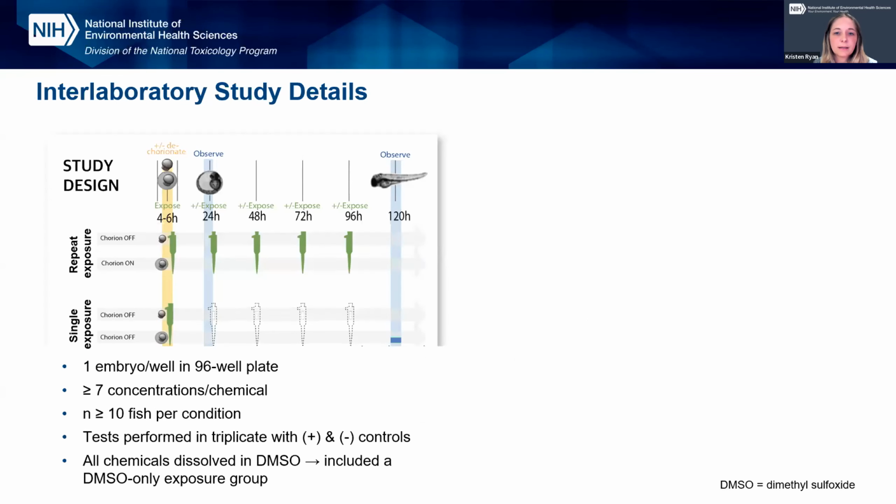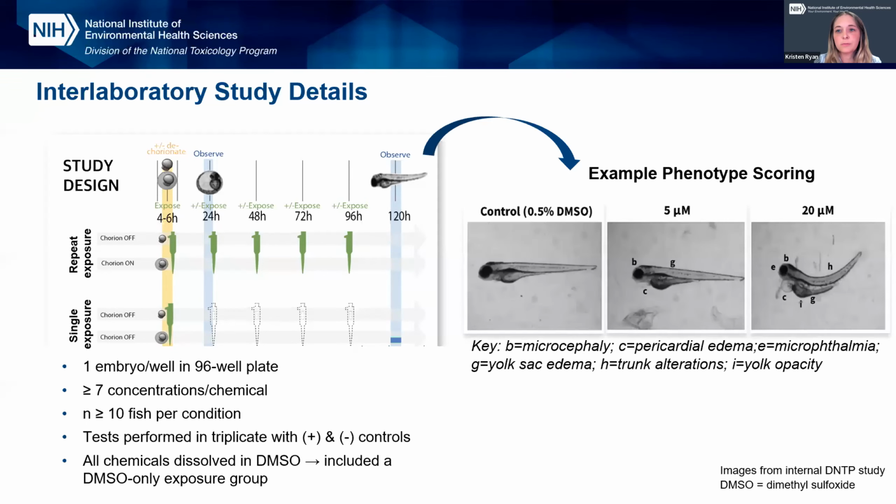And so this is just a schematic view of the interlaboratory study. At 4 to 6 hours post-fertilization, labs either dechorionated the embryos prior to chemical treatment or left the chorion on. In addition, the labs either renewed the exposure media daily for 5 days or only on day 1. And after 24 hours, we did an assessment, I'll try to use my pointer here, an assessment of mortality. And then at 120 hours, we would assess the larvae for adverse phenotypes as a result of chemical exposure.